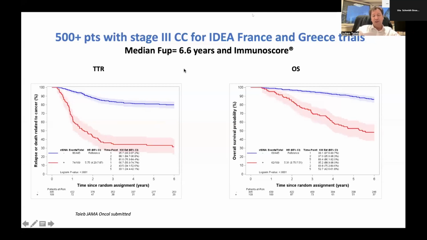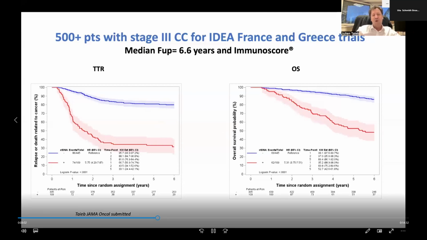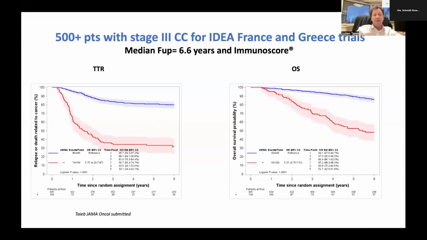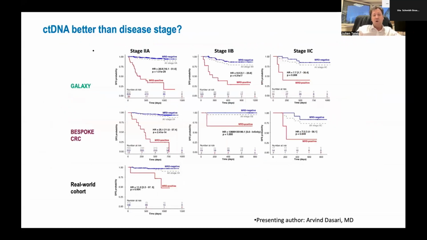with a very long follow-up, which is new because all the studies I have shown you before were with a follow-up of approximately 2 years. Here we are almost at 7 years, so we capture all the recurrences in this population. And we also have tested the performance of ctDNA depending on treatment duration, 3 versus 6 months, disease stage, high risk and low risk stage 3, and immunoscore, high or low.